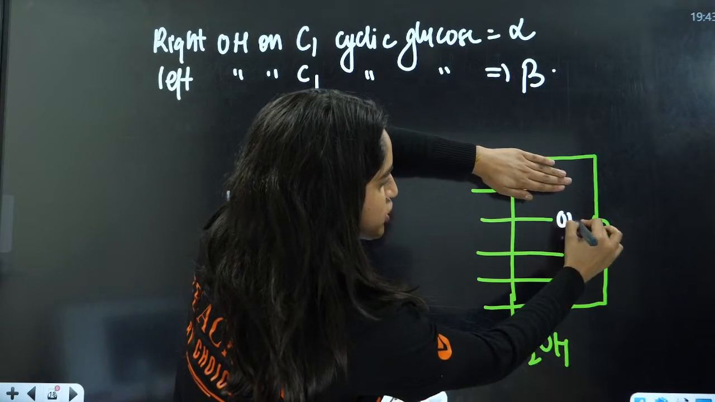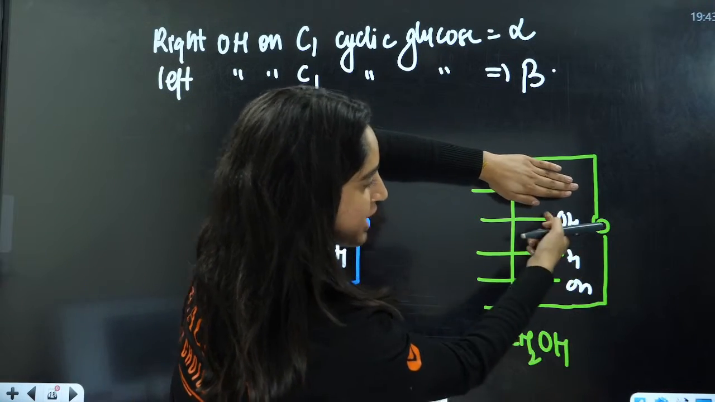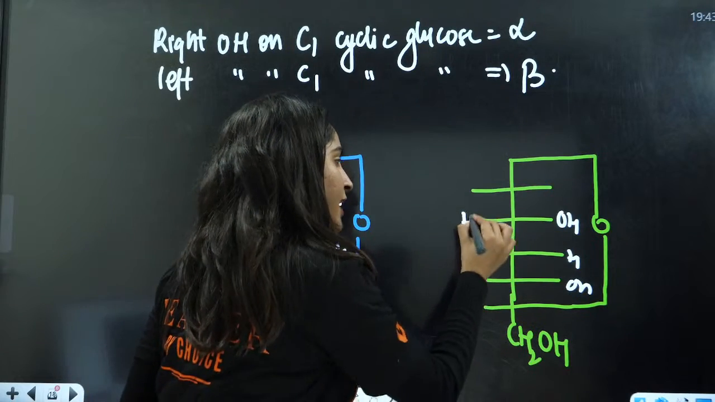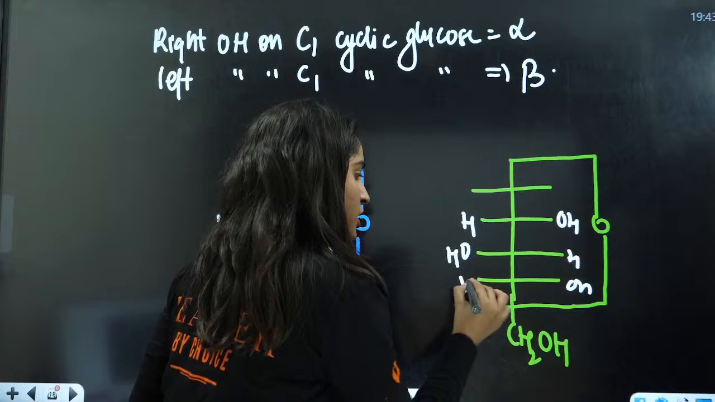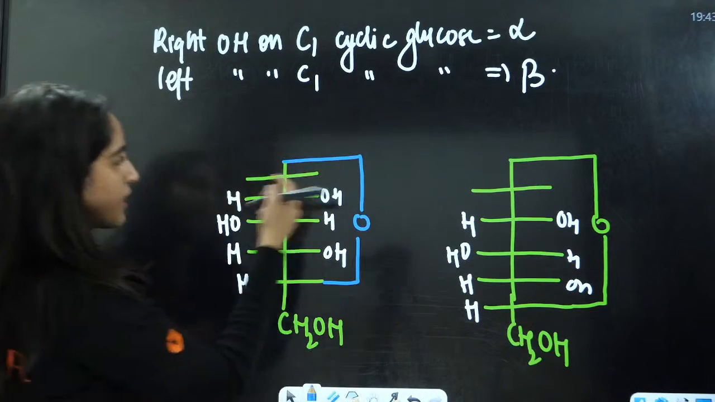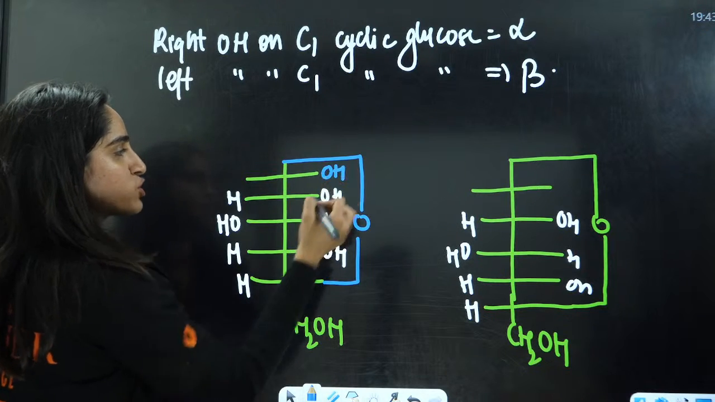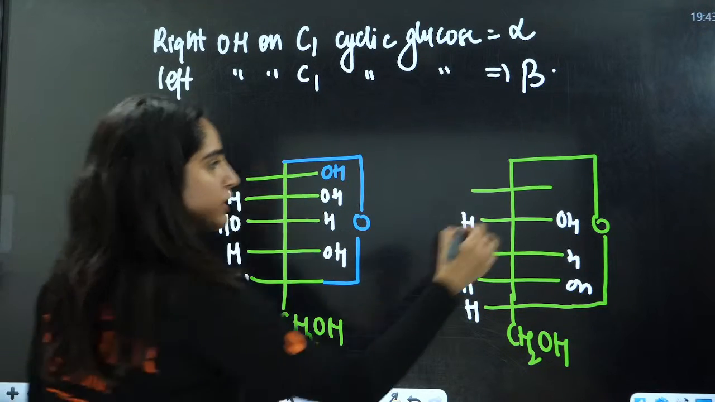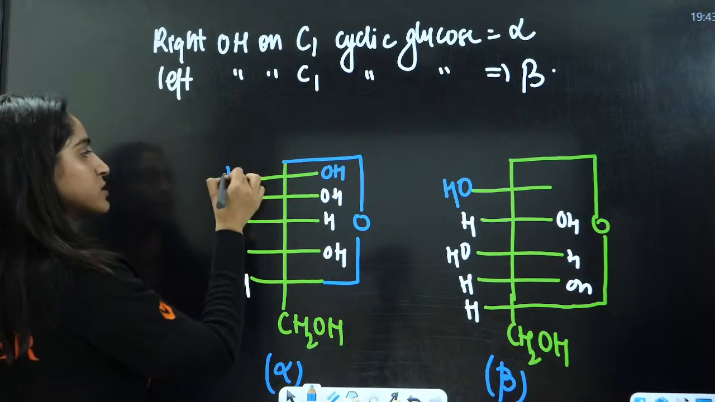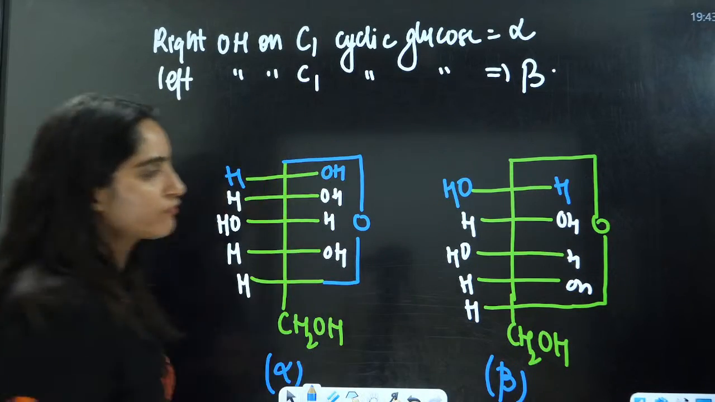That is OH, H, OH. Second carbon OH, third carbon H, then OH. Right? Write it H, OH, and H. Right here H. Now, the next thing is here, that is on the first carbon. If OH is on the right side, that is alpha. If that is on the left side, that is beta. Okay, that is the only difference here.